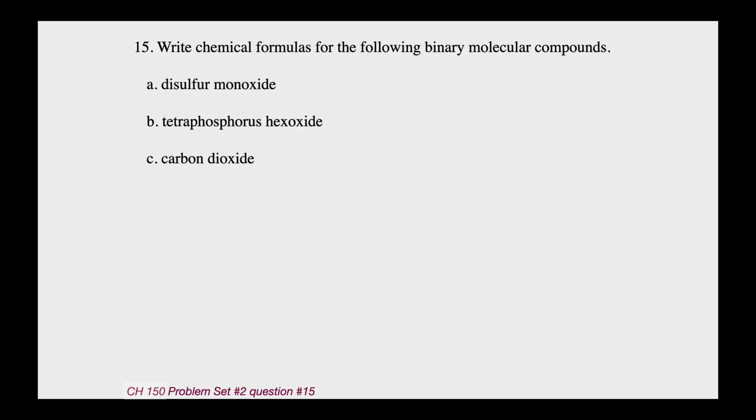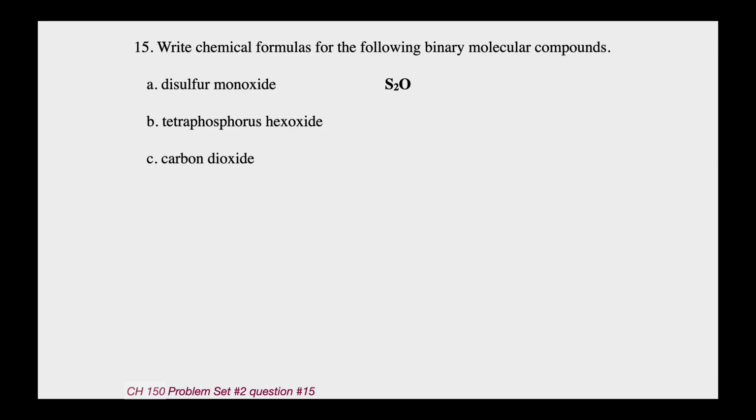In this problem, we're going to take the names and turn them into formulas. And you can see lots of Greek prefixes here, so that you know that in these cases, they're all going to be nonmetals and nonmetals. You wouldn't put Greek prefixes with any of the metals. So di is 2. Disulfur would mean 2 sulfurs, and monoxide, which is like monooxide, would be a single oxygen. So S2O would be the formula here, and we're good to go.